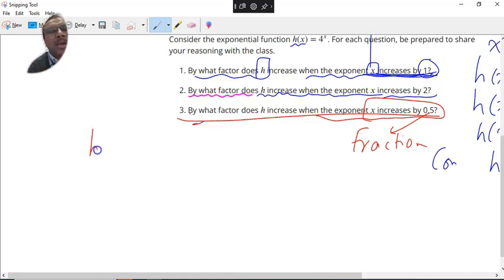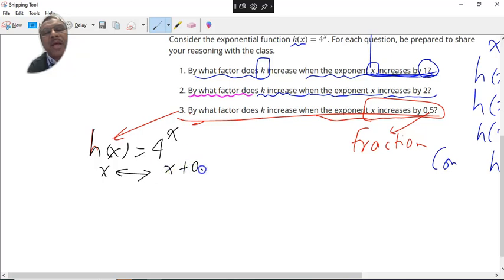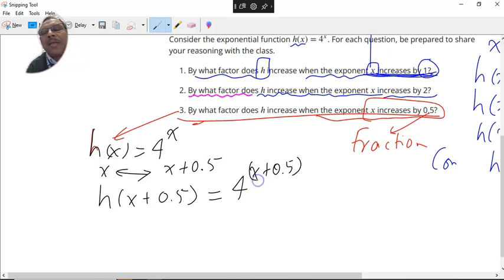So again, let's write the steps. That's why I want you to write the steps. h of x is 4 raised to x. This is the given one, right? Now you're replacing x by x plus 0.5. So it means h of x plus 0.5 equals 4 raised to x plus 0.5. I'll put this in parentheses just to show that it is in the exponent.